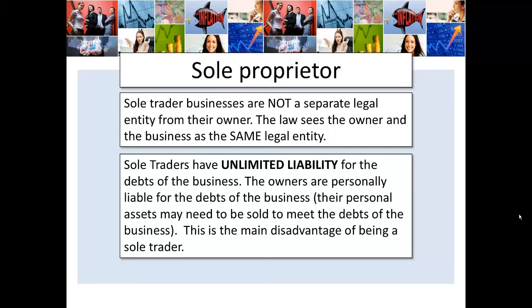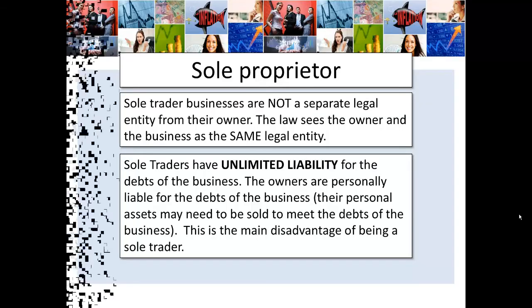So, a key point here, sole trader businesses are not a separate legal entity from the owner. The law sees the owner and the business as the same legal entity. And this means that sole traders have unlimited liability for the debts of the business. The owners are personally liable for the debts of the business. Their personal assets, their house, their car, their stocks, their shares, the money in the bank accounts, can all be used to pay for the debts of the business. And this is the main disadvantage of being a sole trader.